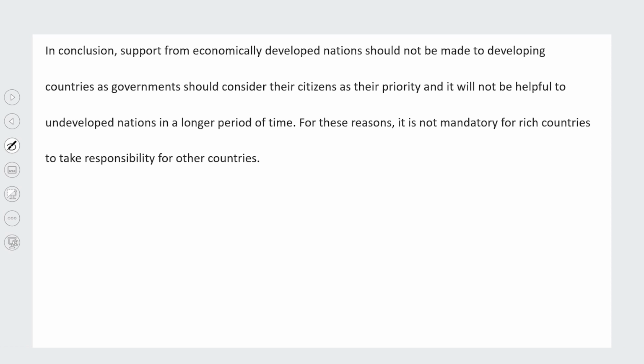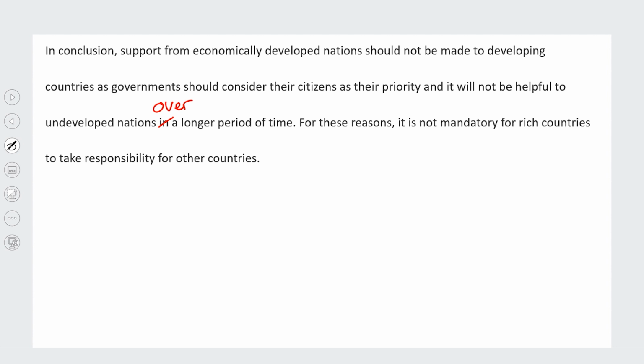Support from economically developed nations should not be made to developing countries, as governments should consider their citizens as their priority, and it will be not helpful to underdeveloped nations over a longer period of time. For these reasons, it is not mandatory for rich countries to take responsibility for other countries.